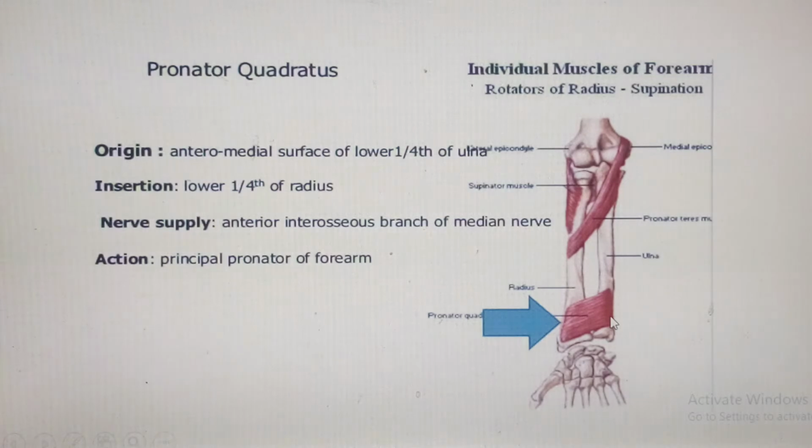So upon contraction, as the name suggests, it's going to pronate the forearm. We say that we have pronator teres, which you can see over here, but the principal pronator of the forearm is actually the pronator quadratus muscle. That one is also supplied by the median nerve.